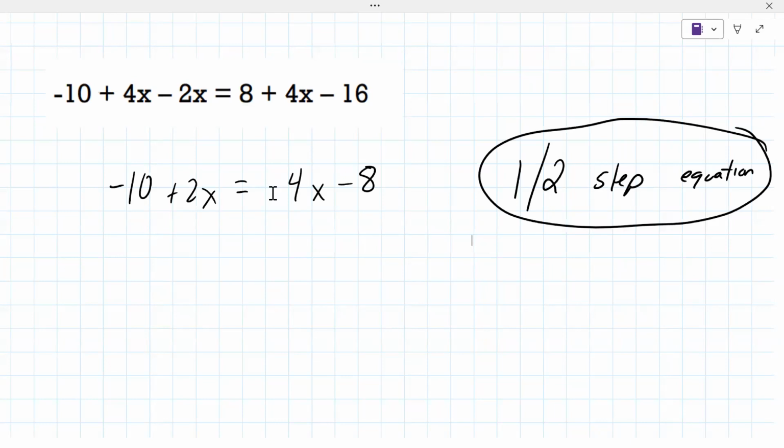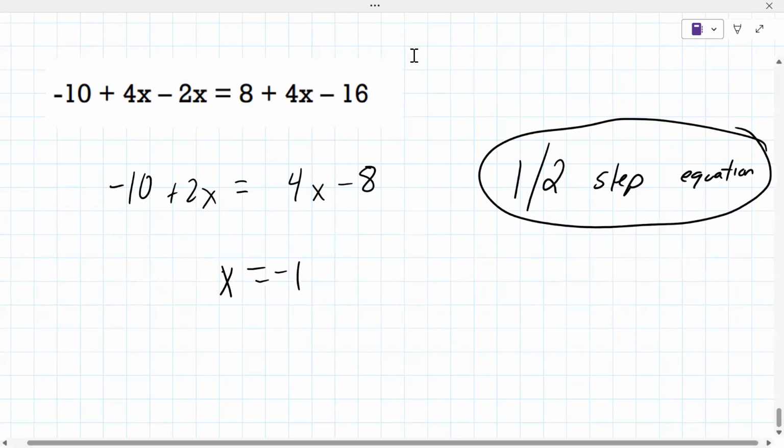Oh, it's an error. I have it on the wrong side of the equation. It's negative 1. X is negative 1. That's right. X is negative 1. Yeah, I had it on the wrong side of the equation.